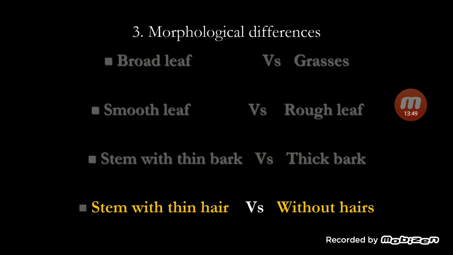Stem with thick hairs and stem without hairs. So, when there are so many hairs on the plant body, the herbicide will not come in contact with the stem and may fall down immediately. Whereas, without hairs, the herbicide is coming in contact with the leaves and stem, so there is more chance of absorption.